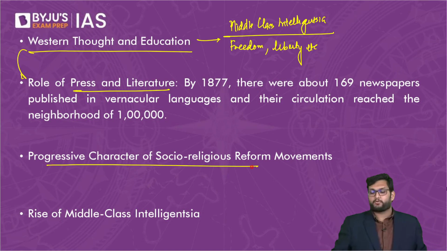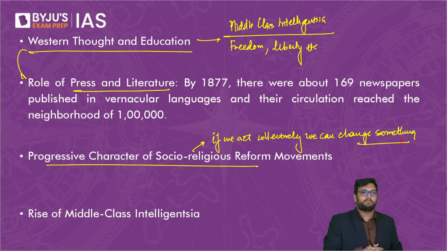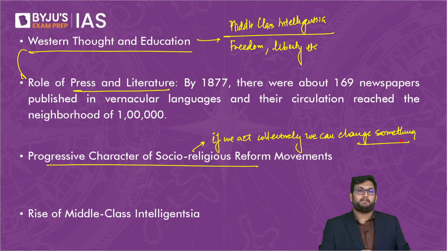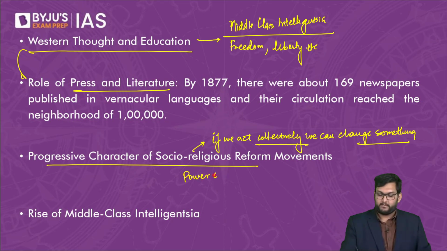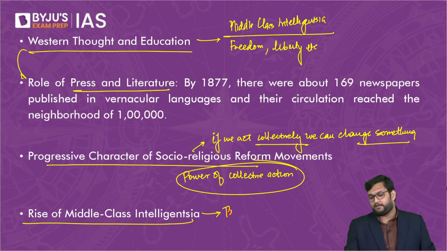The progressive character of socialist reform movement also showed that if we act collectively, we can change something. This is something which they also realized: if we all want to abolish sati, we can. If we all want widow remarriage, we can. So basically the power of collective action now was in front of them. And the rise of middle class intelligentsia, they will become the nationalists who will now challenge the British.